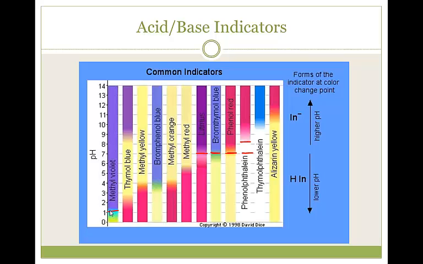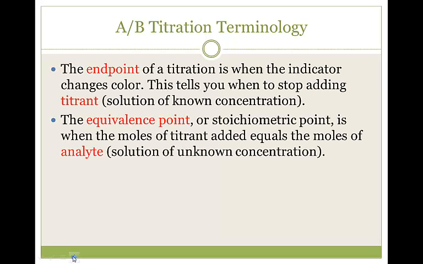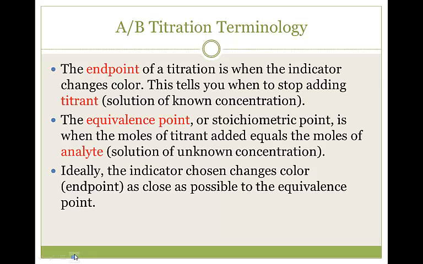So obviously there's a lot of different transition points for these indicators, but if we're doing an acid-base titration, we want an indicator that tells us when we switch from acidic to basic, or specifically when we're neutral, because that's our indication of when to stop adding more titrant. Okay, so there's some terminology that we have to work through here and be comfortable with.